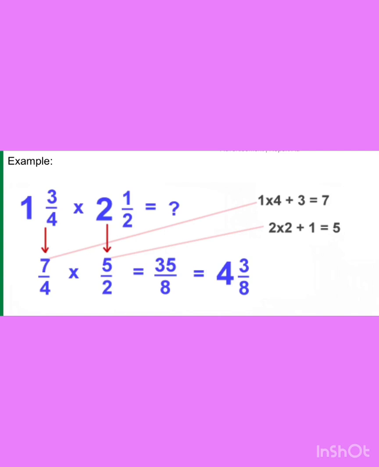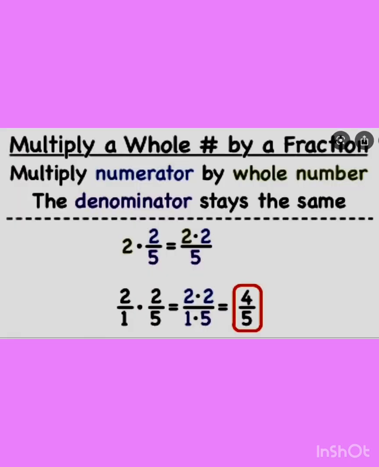Here, cancellation is not possible, so after multiplying numerators together, we will get 35 and denominators together we will get 8. And again, at the end we have to change the answer into a mixed fraction. That's why we get 4 complete 3 by 8.